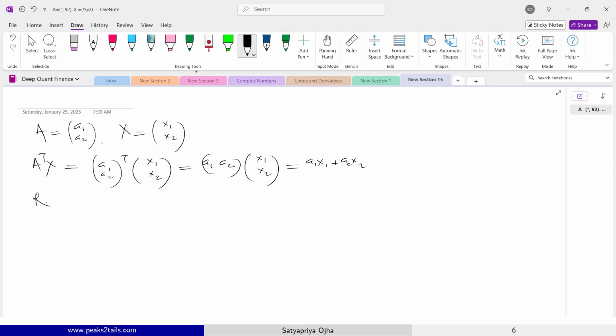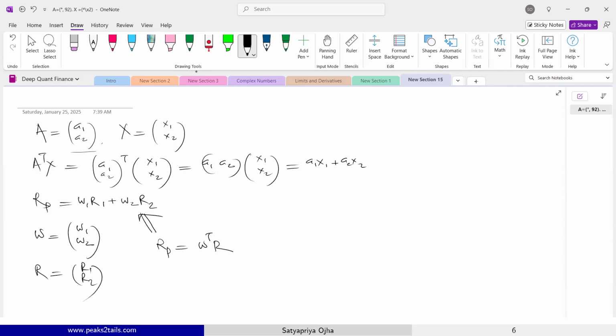In case of the Markowitz portfolio return formula, we had this, right? If I assume W vector is W1, W2, then this exact same thing can be written as W transpose R, where R is R1, R2. Okay, exact same type of setup. So I can write this in terms of matrix like this. So that part should be clear.